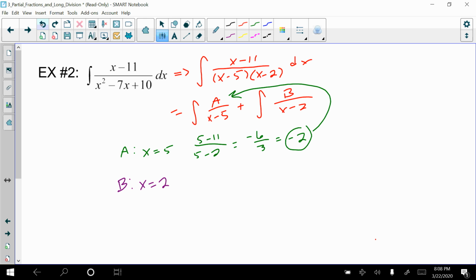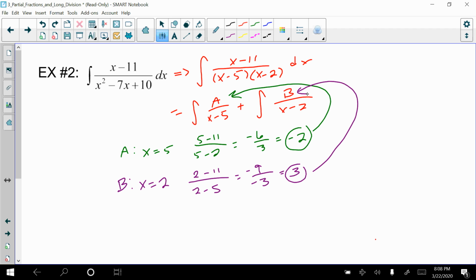The numerator doesn't change. So I'm going to take that positive 2, substitute it for x, so I get 2 minus 11 over the denominator 2 minus 5. So simplifying each one, the numerator is going to give me a negative 9. The denominator is going to give me a negative 3. So overall, that simplifies to be a positive 3. And that will be the number that I substitute for b.